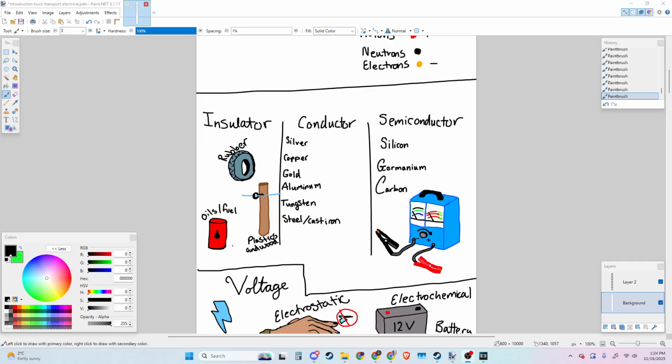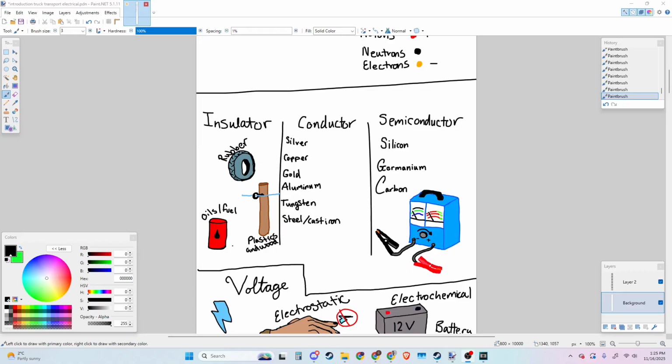One thing to note with conductors is that conductors have less than 4 valence electrons. Now, semiconductors: examples of semiconductors are silicon, germanium, carbon. They have 4 valence electrons, and they can act as both a conductor or an insulator depending on which properties you give them. They are not as good a conductor as a normal conductor, but they will conduct current given the right properties.